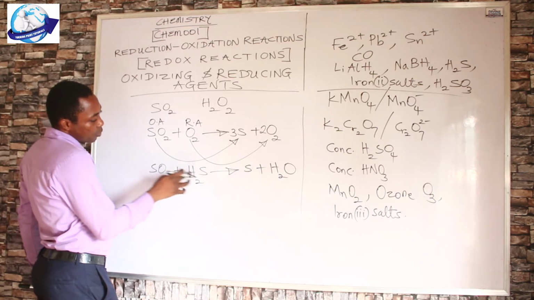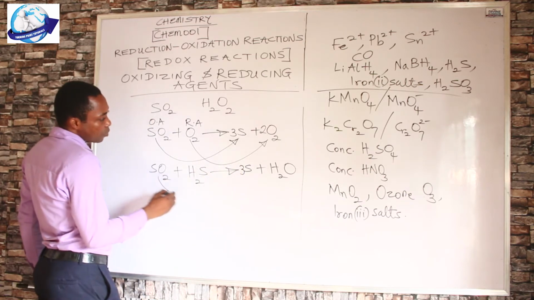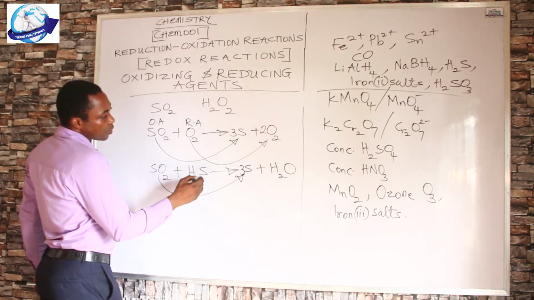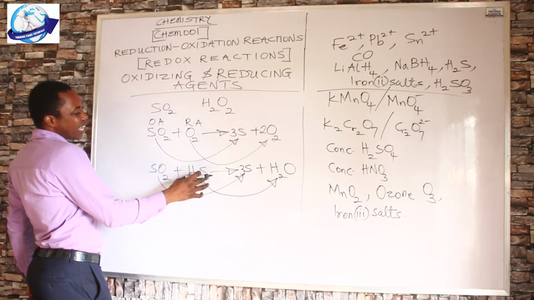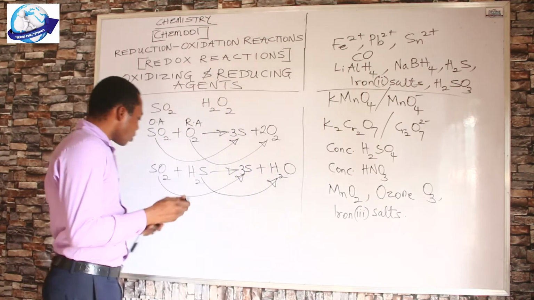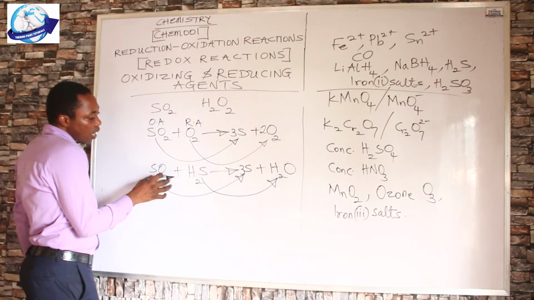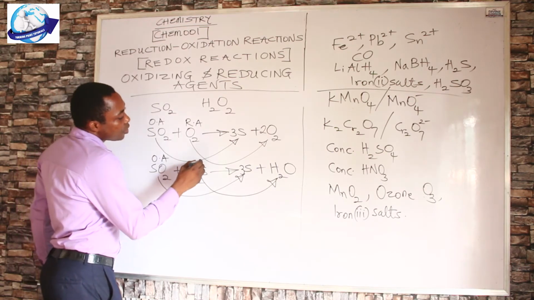Look at this again. Sulfur(IV) oxide reacting with hydrogen sulfide, water is formed, and so from here to here there's reduction, and right from here to here is oxidation going on. Now you can see hydrogen sulfide is acting as the better reducing agent, while sulfur(IV) oxide is acting as the oxidizing agent. So this is the oxidizing agent, while here is the reducing agent.